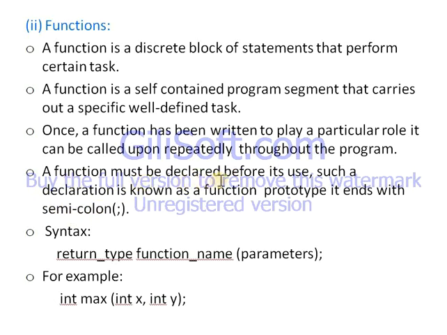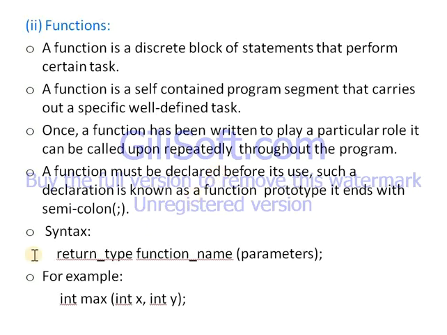A function must be declared before its use. First, you declare the function, then only you can use that particular function. Such a declaration is known as function prototype and it ends with a semicolon. Declaration of function is called function prototype.